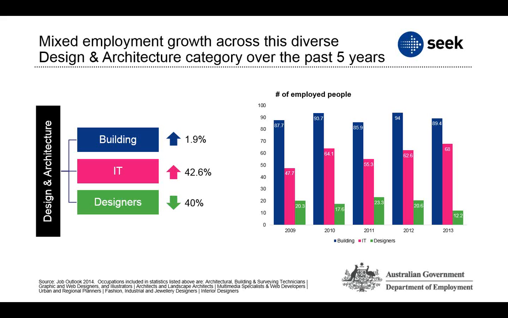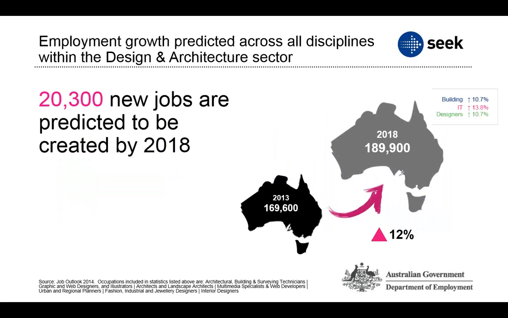Within the IT sector, so we're looking more at those multimedia specialists and web developers, that sort of stuff, that's up 42.6%, whereas designers, when we're looking at, say, fashion or industrial or jewellery designers, interior designers, they've actually been in decline. So what's going to be more helpful is looking at not only how this has looked over the last 5 years, but what is anticipated for the next 5. So the Department of Employment actually build out projections. And for the entire category, it looks to be in pretty healthy growth.